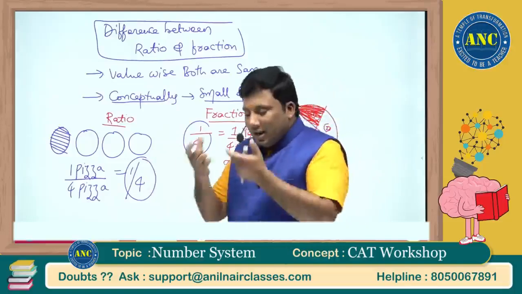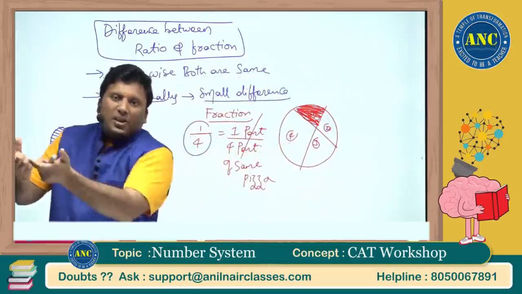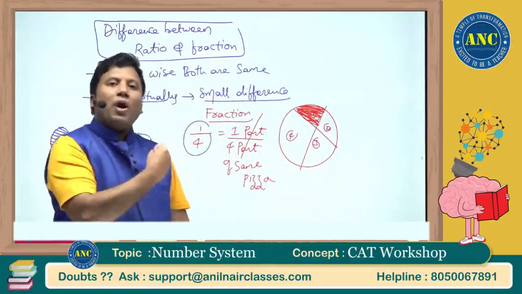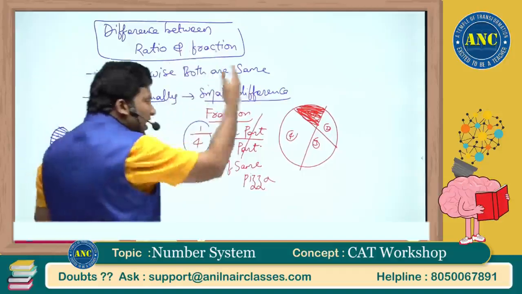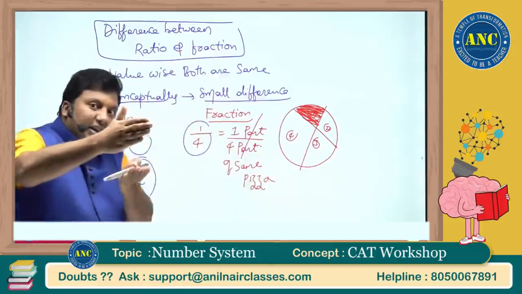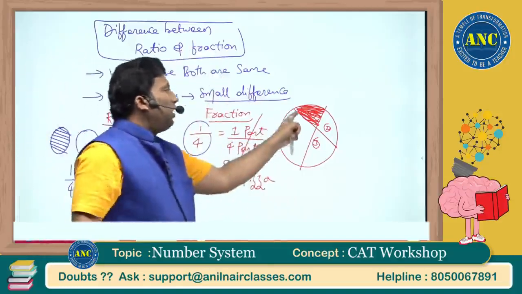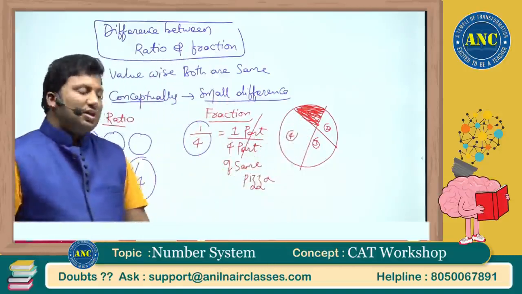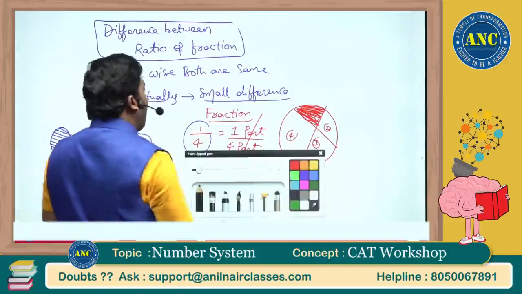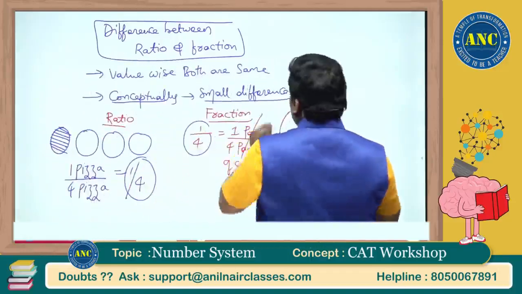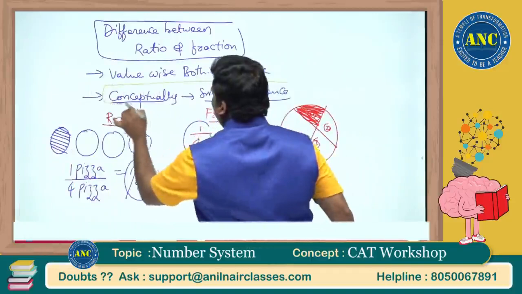I hope it is clear. Ratio it is. Same pizzas, 4 you kept, and you took 1 pizza out of 4 pizzas. It is ratio. Within the same pizza, you divided it into multiple parts and want 1 part out of 4 parts. That is a fraction. Value wise both are same, but conceptually there is a small difference. I hope it is clear.